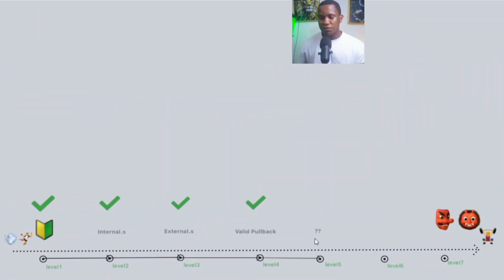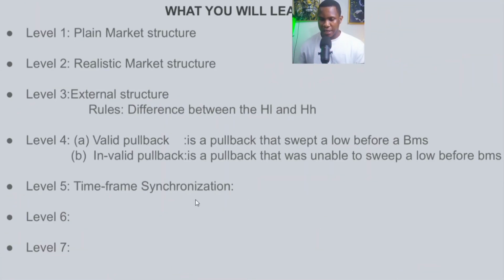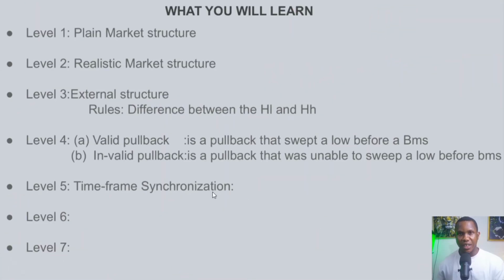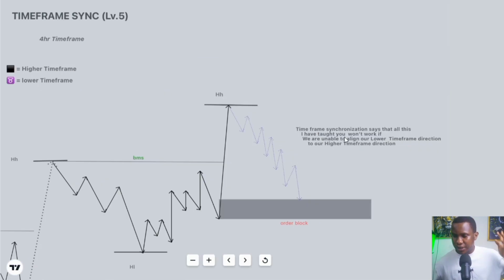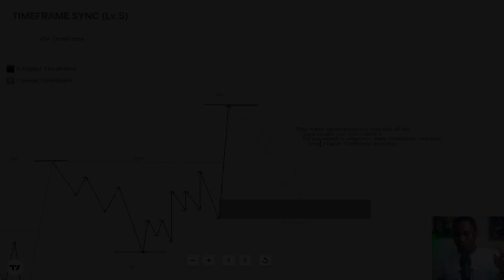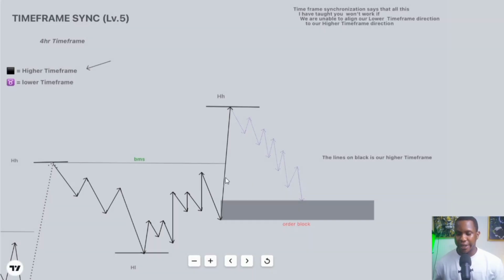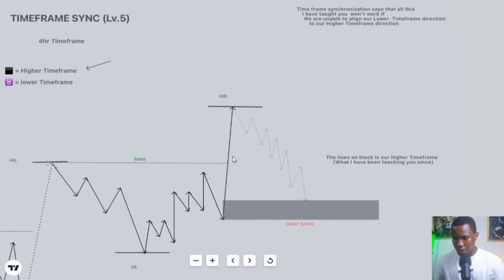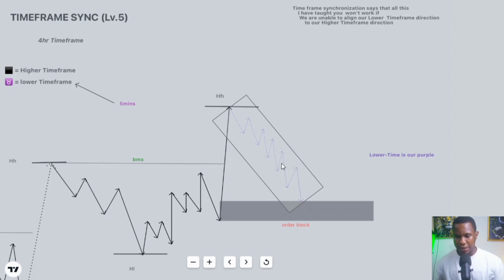So number 5, the level you need to attend to, is what? Time frame synchronization, guys. Time frame synchronization says that all these things I've taught you won't be able to work if you are unable to align our lower time frame direction to our higher time frame direction. This line in black is our higher time frame, everything I've been teaching you, and this purple line is our lower time frame, our 5 minutes time frame.